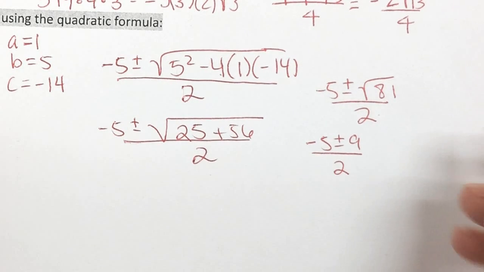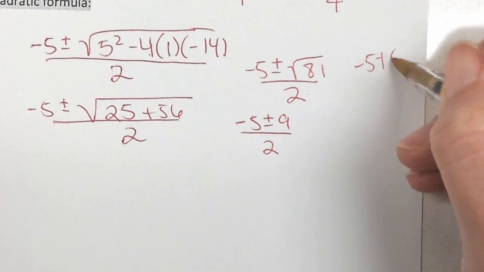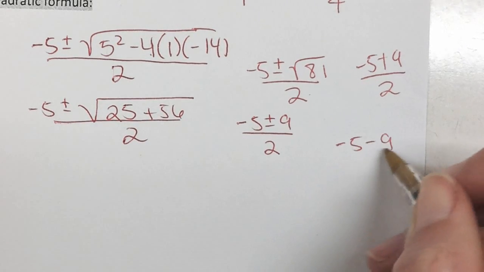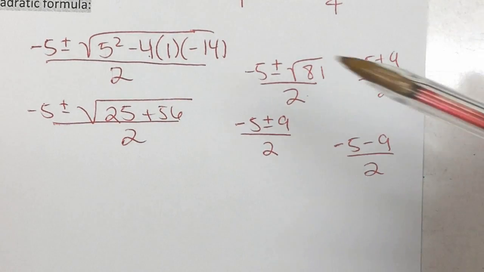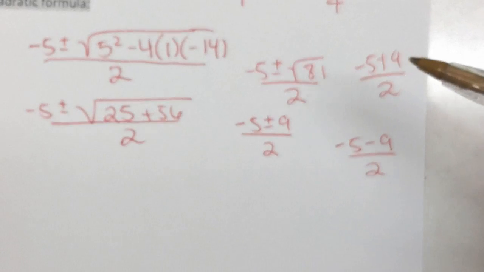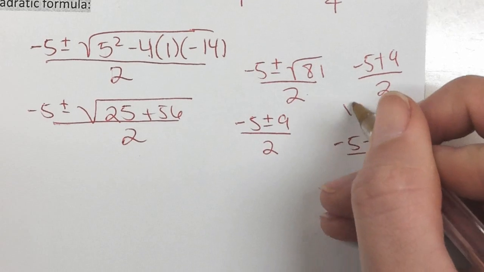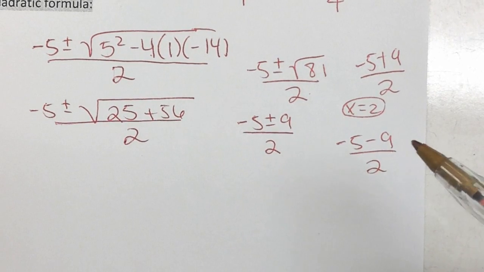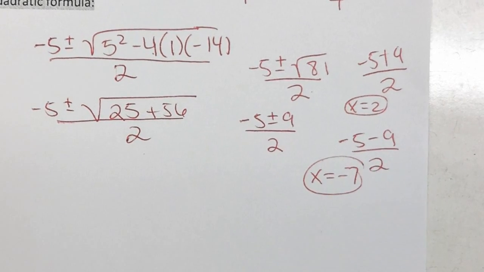Justin, tell me what the first case would be. -5 plus 9 over 2. Good. And the second case? -5 minus 9 over 2. Good. So the 2 on the bottom, you have to divide after you do the top first. What's -5 plus 9? 4, divided by 2? Good. -5 minus 9? Divide by 2. Very good. Questions about that one?